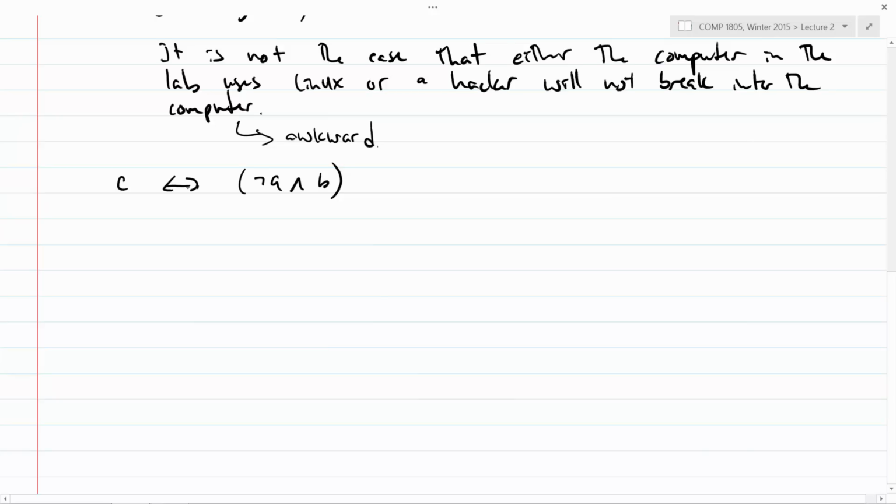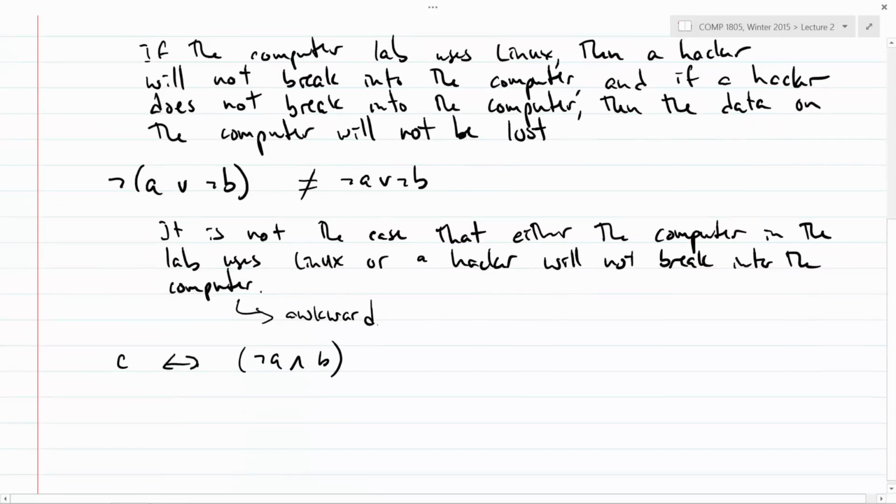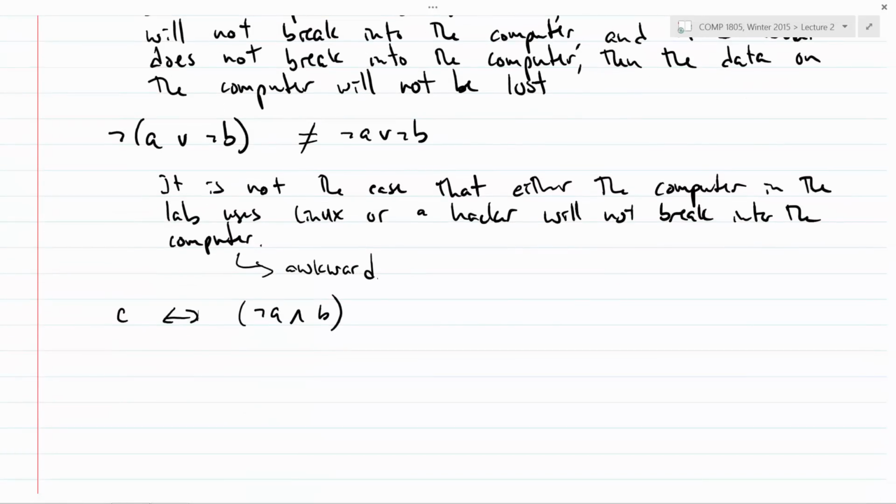How would we translate that? I'll show you. A is the computer lab uses Linux, B is a hacker breaks into the computer, and C is the data on the computer is lost. How do we translate this? Yeah? Only if the computer lab does not use Linux and a hacker breaks into the computer, the data on the computer is lost. So it's not only if, which is a single direction implication. We want if and only if. That's the bi-directional version.